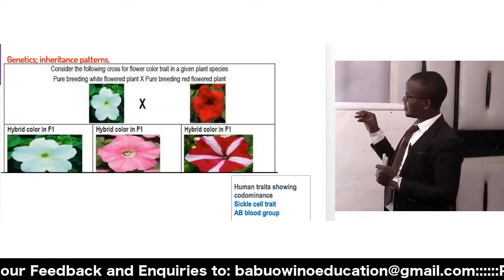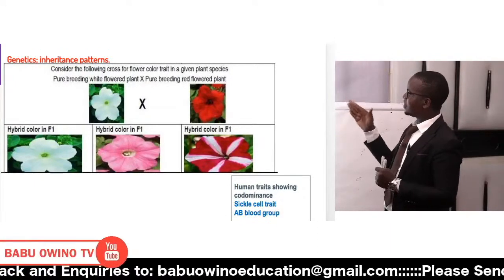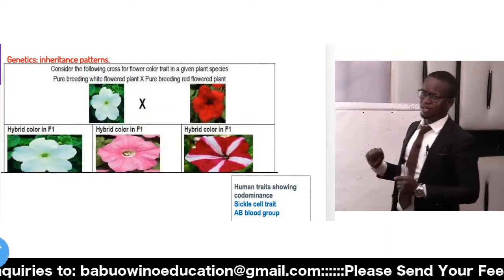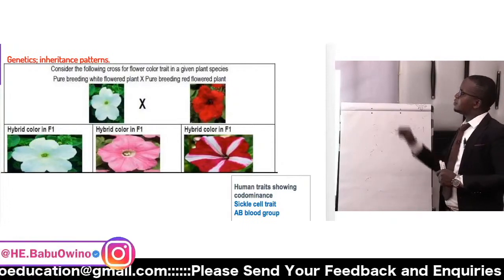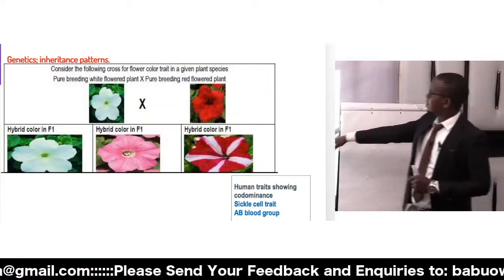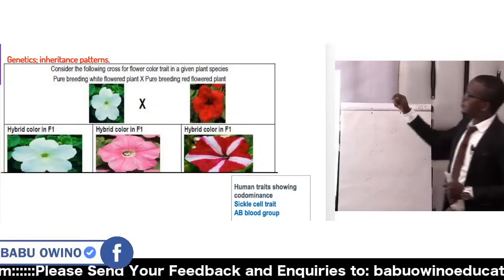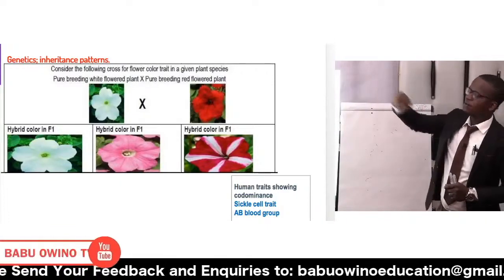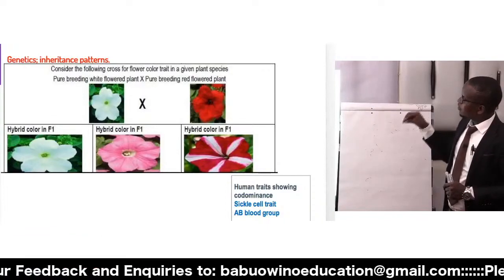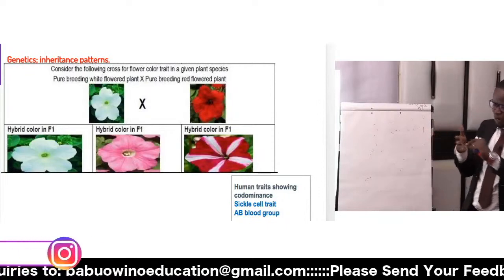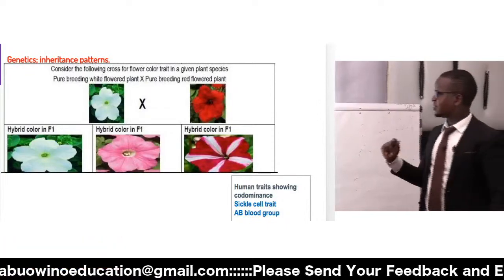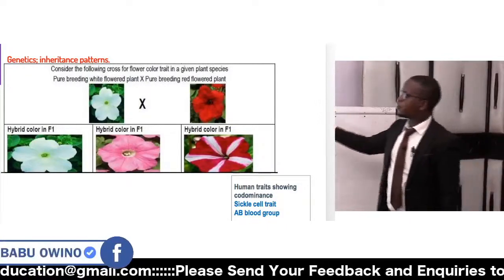And a pink flower is a flower that is intermediate. It's like a blend of the two parental colors. So this is a case of incomplete dominance. But when it comes to codominance, which is represented in this final case here on the far right, if you cross a red flowered plant and a white flowered plant, and you find that the offspring plant, you are able to observe the flowers having white patches and red patches, then that one is a case of codominance.